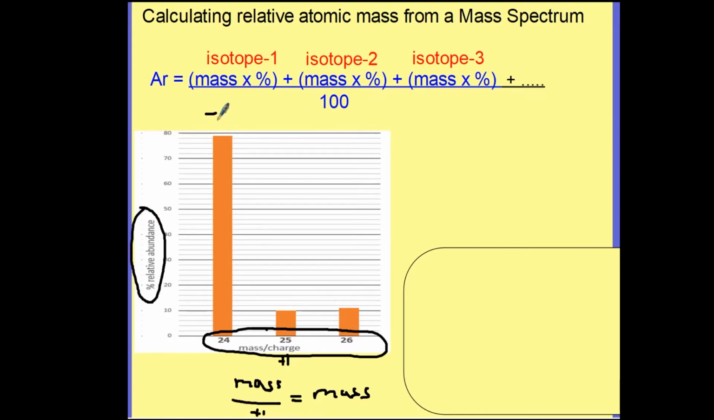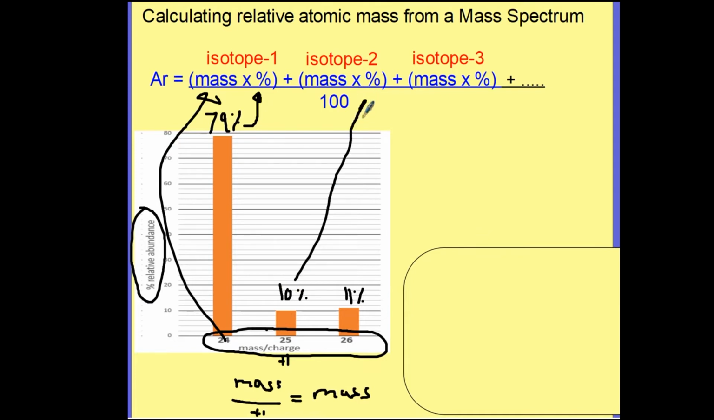So looking at this one, that's 79%. This one's 10%, and this one is 11%. So we then just use these figures. So 79% is the abundance, 24 is the mass, and we put those into the equation.